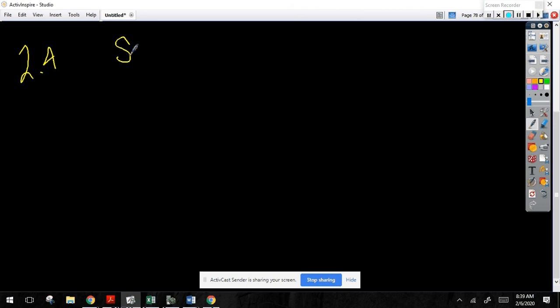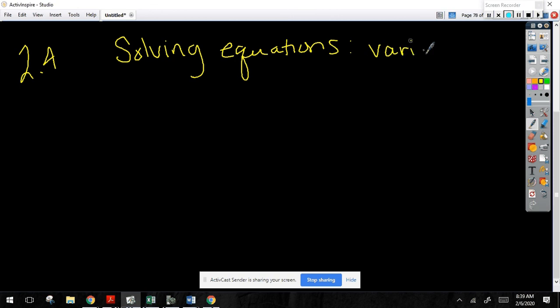We are still solving equations. So we're still doing SADMAP, but this time we're going to look at what happens if we have variables on both sides. In the past, we've only been doing variables on the same side, and so we can get it by itself easily, right?